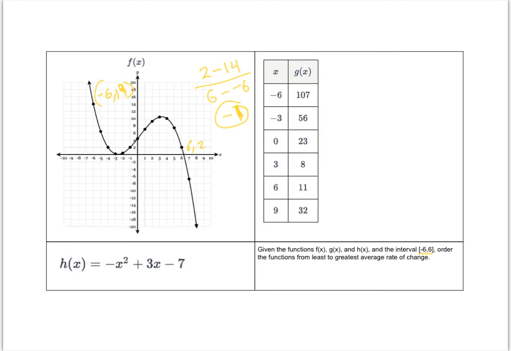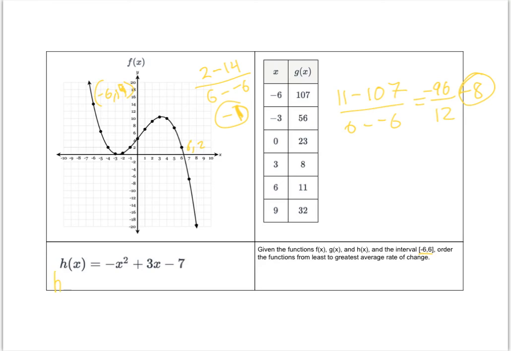All right. Table next. There's less math there. 11 minus 107 over 6 minus negative 6. That gets us to, I'm going to do the hard part, 12 on the bottom. And 107 minus 11 is going to be 96, which gives us a negative 8 as our average rate of change. And then for our last, we've got to plug in these points.